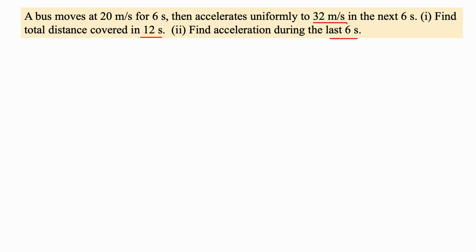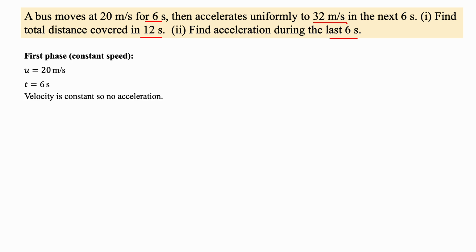Let's first obtain the distance covered in the first 6 seconds. So the first phase is constant speed or constant velocity. So u is 20 meters per second, t is 6 seconds, velocity is constant, so no acceleration. So s equal to ut plus half at square, where a is 0, so directly I can use s equal to ut. So u is 20 and time is 6. So the distance for the first 6 seconds is 120 meters.